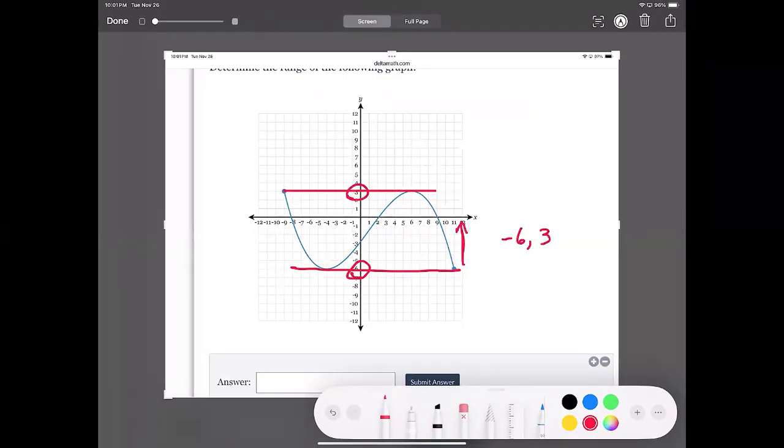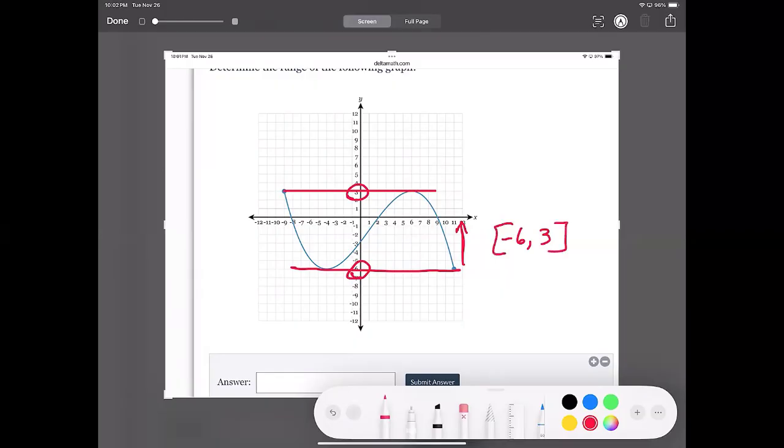And now I'm going to get rid of all of this. What we got to determine is, are they going to give parentheses or brackets? Now, there are no open circles, there are no arrows, there are no asymptotes. So both of these are going to get brackets. So we're just going to draw brackets on here. Here's one bracket, here's another bracket.